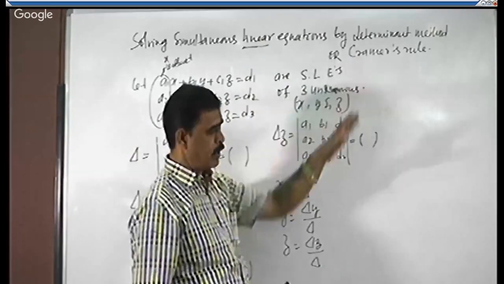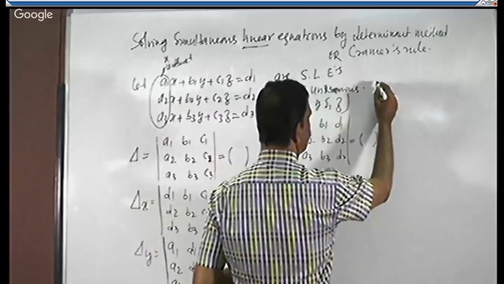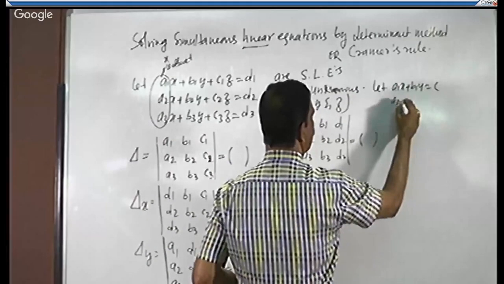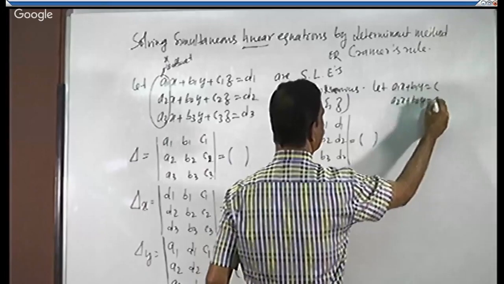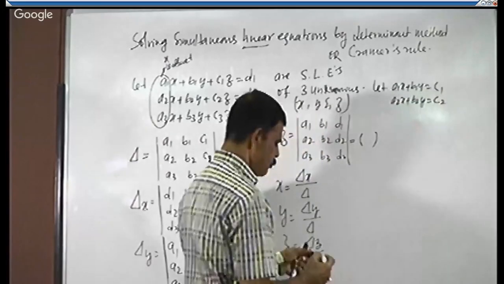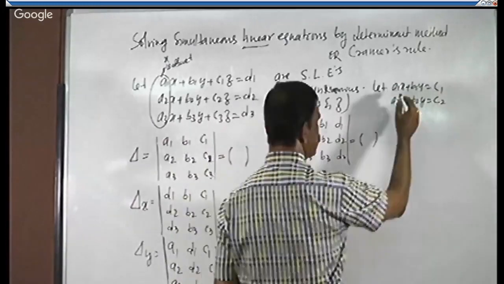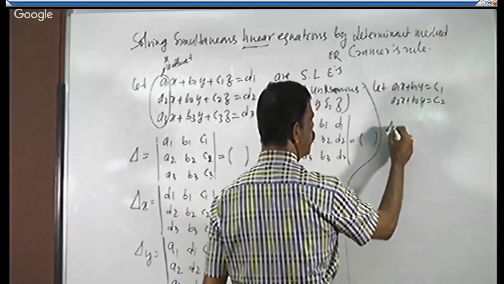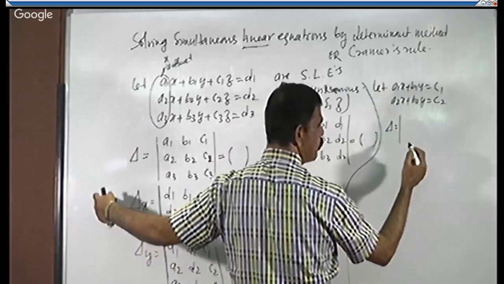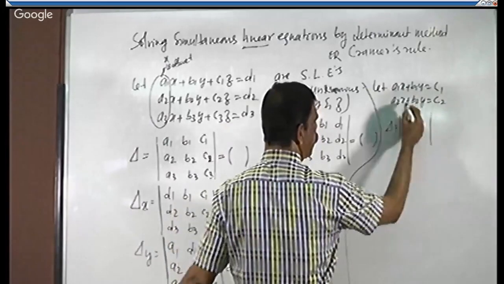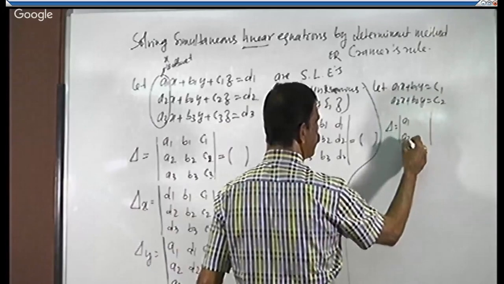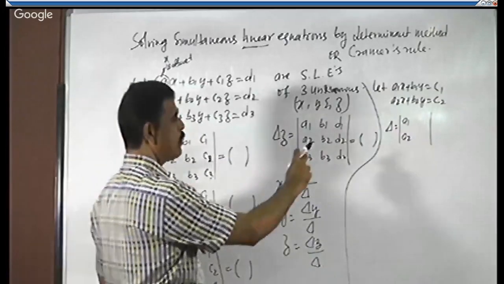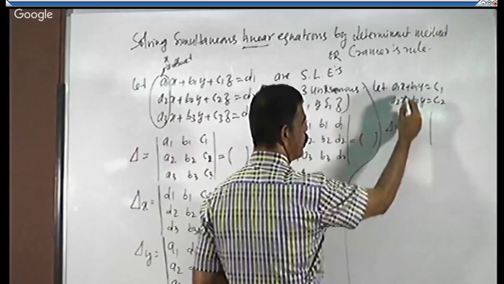Cramer's rule. Suppose there are only two equations, let a1x plus b1y is equal to c1, a2x plus b2y is equal to c2. These are two simultaneous equations of only two unknowns, x and y. Solving these equations, we need to write delta. Delta is what? Similar to these equations, we get only a 2 cross 2 determinant because we have only 2 unknowns. For 3 unknowns, we get a 3 cross 3 determinant. For 2 unknowns, we get a 2 cross 2 determinant.